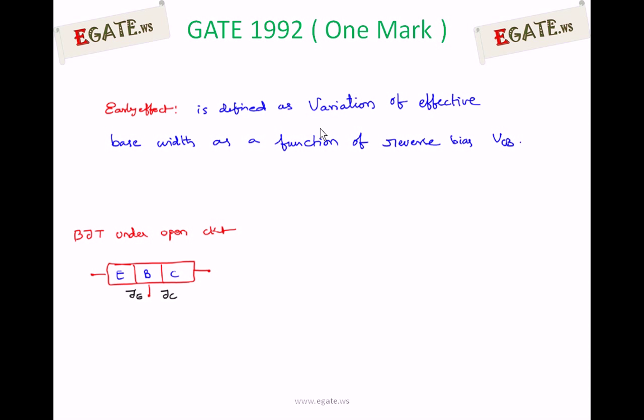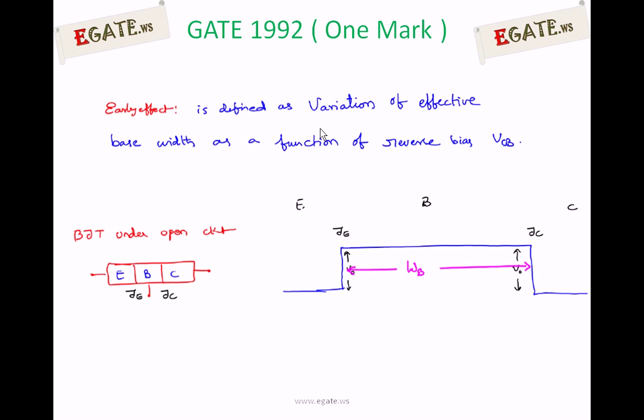So under open circuit we can draw the diagram like this. This part is emitter, this is collector side and this is base. We are interested in the base, that's why the base has been drawn with a large width. So this is JE and JC under open circuit, the emitter base junction and collector base junction. We have neglected the width of the potential barrier across the emitter base junction and collector base junction under open circuit, so we have drawn the vertical line directly. We have not shown the width of the depletion region under open circuit.